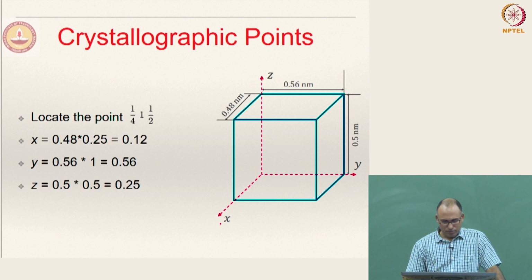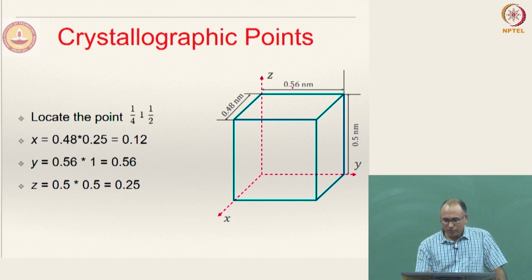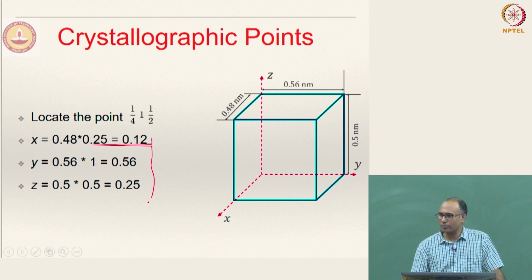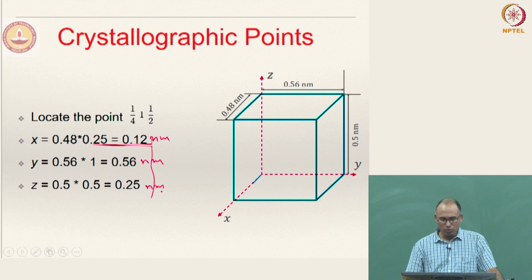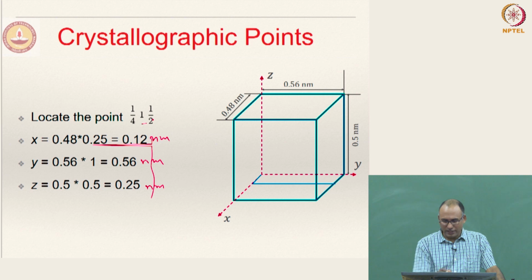So let us say this is 0.48, 0.56, 0.5. You actually do not need to do this calculation in principle. You know what this distance is, you move 1/4 of this distance and so on. If you do the calculation, this is 0.12 units or nanometers. So you move 0.12 in the x direction, 0.56 because this is 1, that will be full length, and then half of it 0.25, and that will be your point. So this is the way that we represent a crystallographic point.